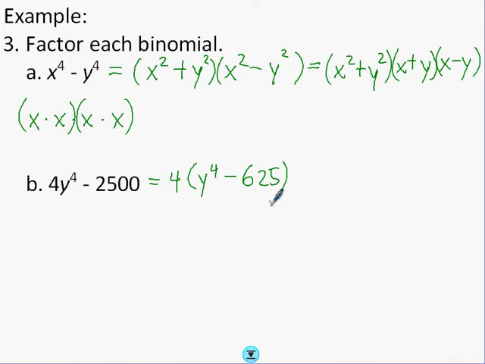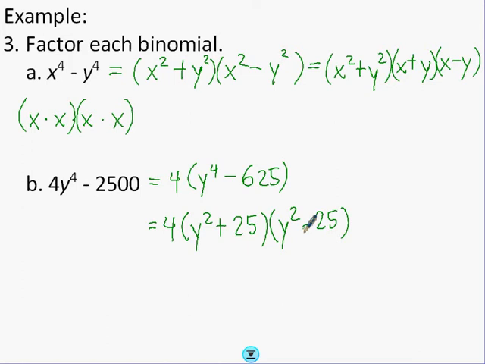You may not like this any better. For that, I apologize. Okay, we're going to leave the 4 alone. The square root of y to the fourth is y squared. And at some point, you might learn that the square root of 625 is 25. Make this guy plus, this guy minus.